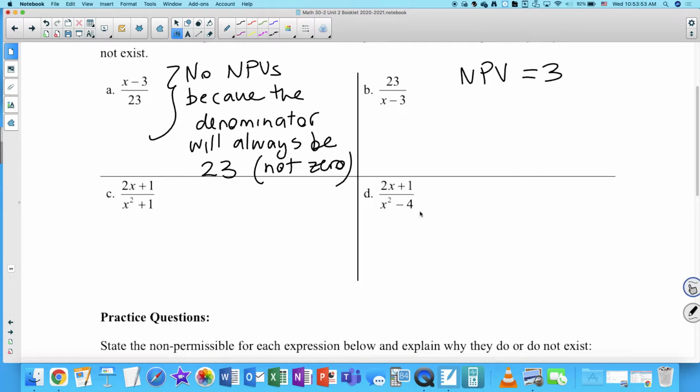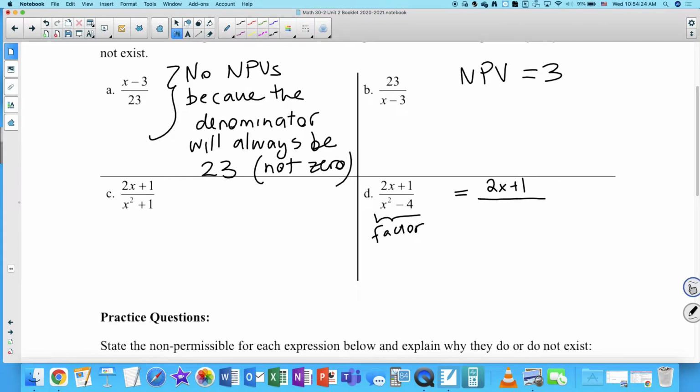Okay? Now, how do you figure that out? The easiest way to do this is actually to make sure that before you state your non-permissible values, you completely factor the denominator. Okay? So if we factor this, then we can't really do anything in the numerator. There's no greatest common factor here. This is not a difference of squares.